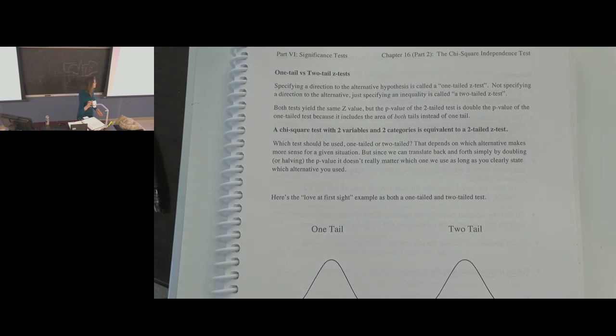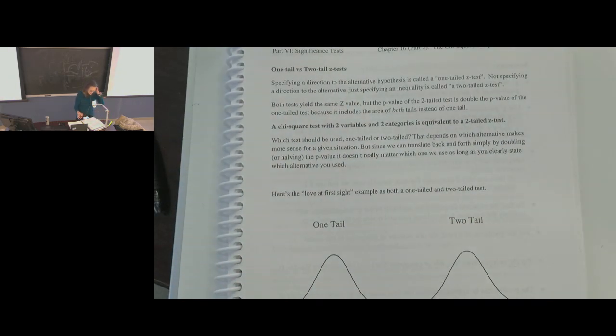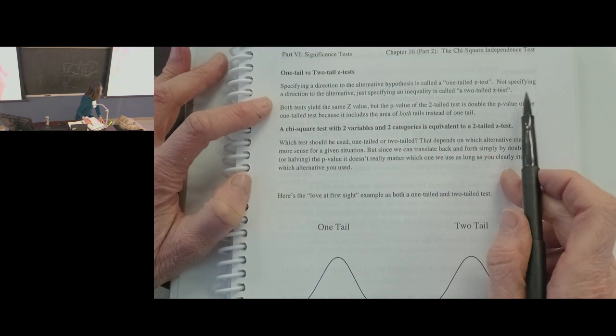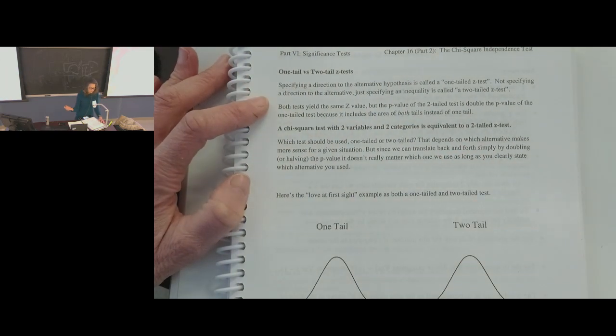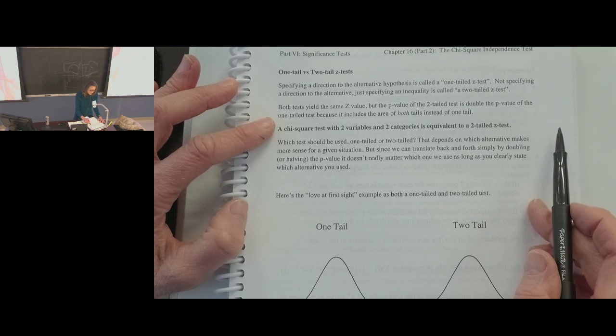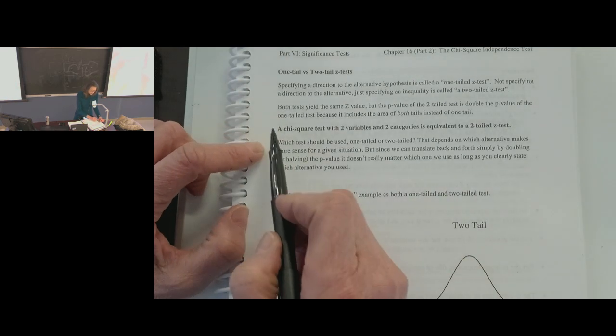All right, might as well fill this in. It's what we just did. I forgot. It was coming up on this page. All right. Specifying a direction to an alternative hypothesis is called a one-tailed test. You know this already. All right. Now, this is what we just said.